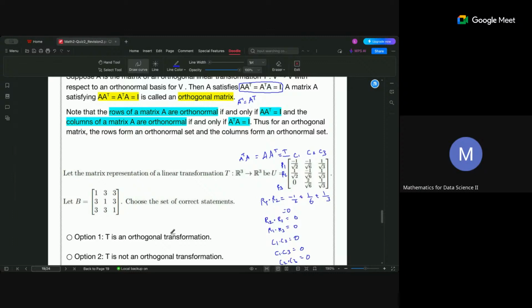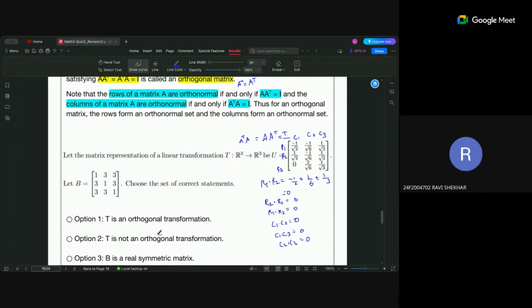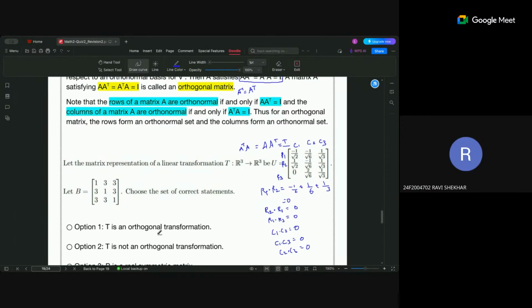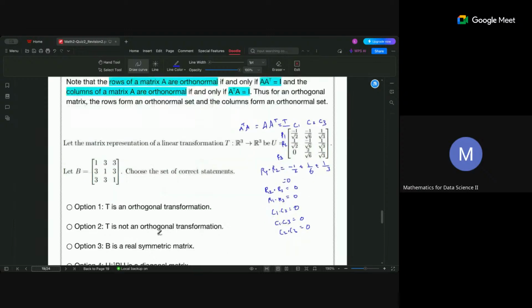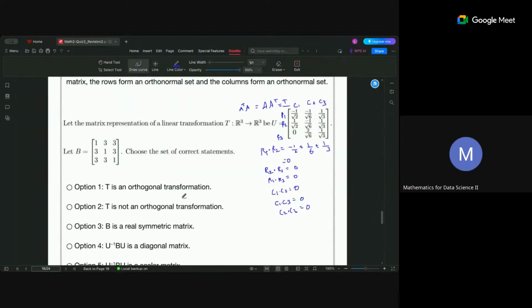So now, ma'am, let's look at the options. Ma'am, just a simple question, ma'am. Why do we need this orthogonality property here in this matrix? Oh, the question is checking whether this matrix is representing an orthogonal transformation. That's why. Sorry, I did not let you look at the options.